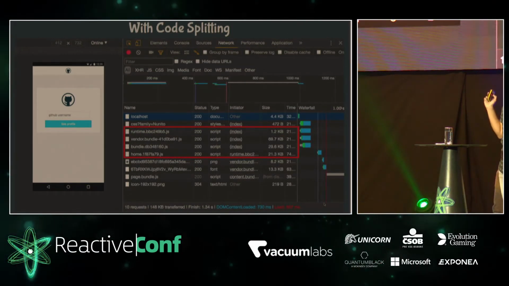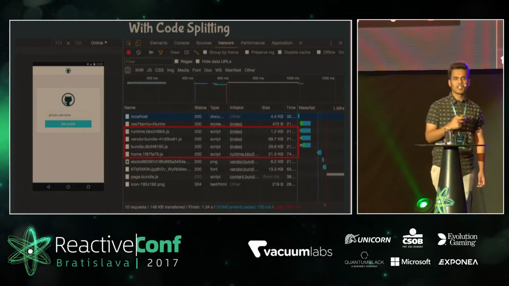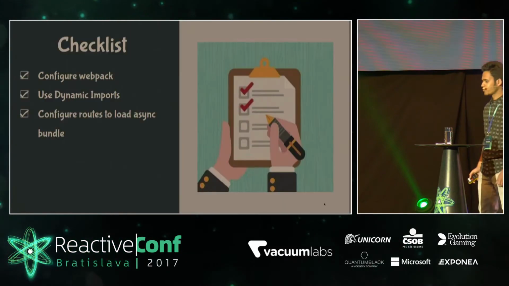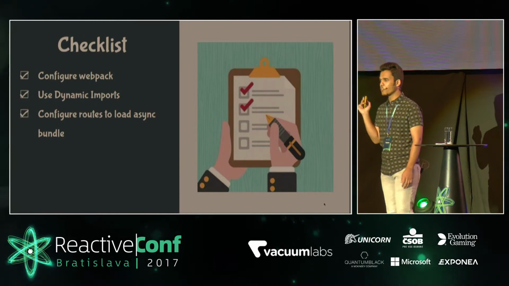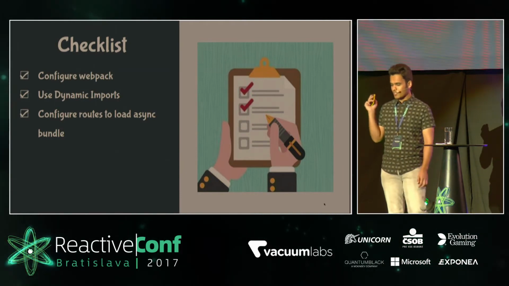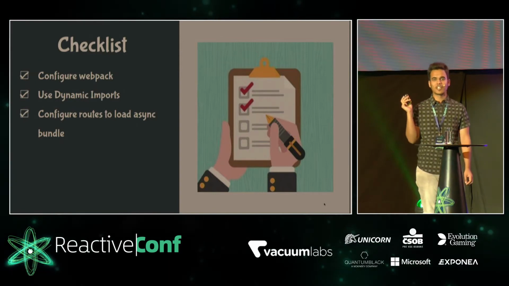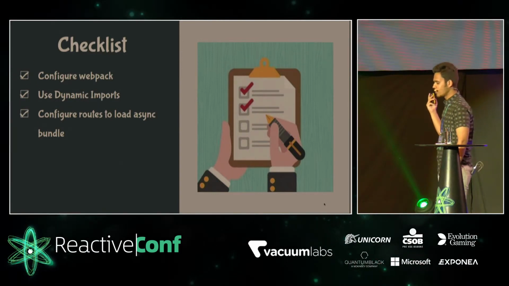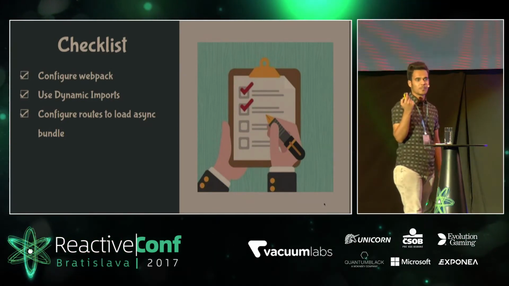My entire application's code is split based on the configurations, and it will load as and when the modules are needed. So I have a small checklist which I usually look at for code splitting. The first is configuring my webpack. Second is using dynamic imports, which is again a beautiful feature provided by webpack. And third is configuring my routes to load async bundles.